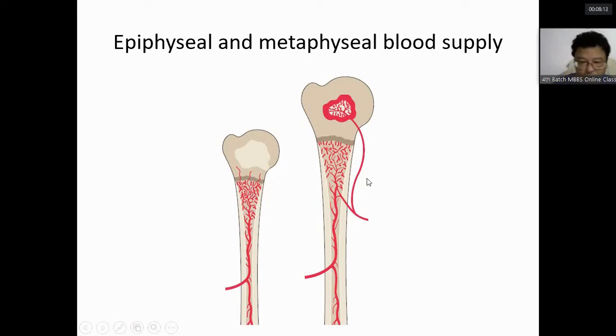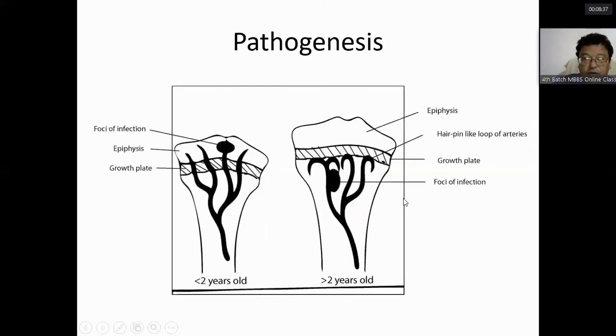But in older children, maybe more than 2 years, they have a different system. The metaphyseal blood supply system is limited to the metaphysis, and it does not go through the physis. To supply the physis, there is a different artery system, the epiphyseal blood supply. So this is what we just talked about: in less than 2 years, the metaphyseal artery system crosses the physis, and in more than 2 years it does not cross.